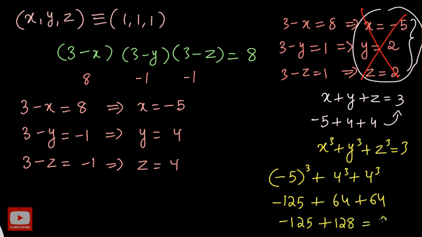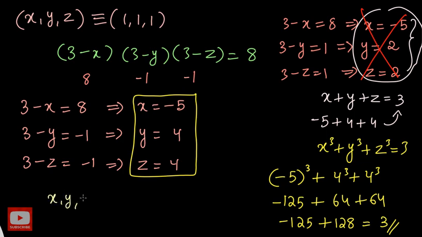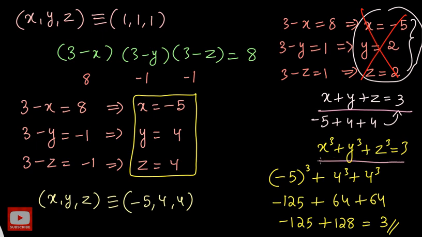Okay, so you can see that we are getting 3 as the answer here also, which means these solutions also satisfy the 2 equations. So we can say that these are also the solutions. So we got one more pair, that is x, y, z. Earlier we got 1, 1, 1, right? So we got one more pair, that is minus 5, 4 and 4, right? But you can see that here x plus y plus z equal to 3 and x cube plus y cube plus z cube is equal to 3.